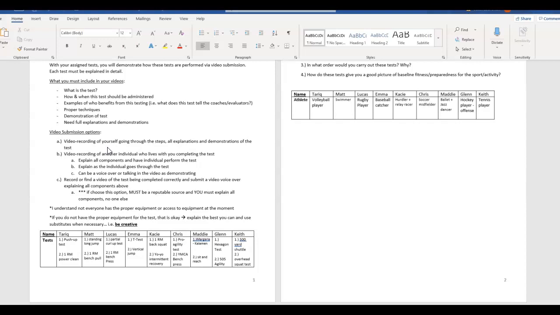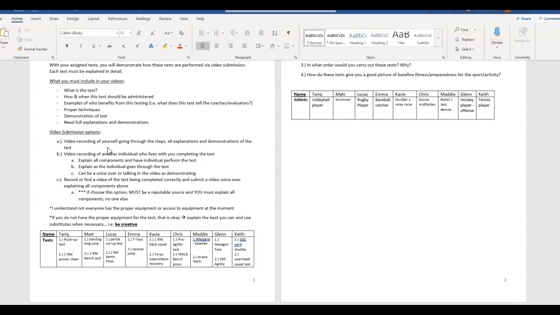And lastly, you can record or find a video of the test being completed correctly and submit a voiceover explaining all components above. However, if you choose this option, it must be a reputable source and you must explain all components, no one else. So for example, if you found a really good video, but the person is explaining the video, that won't count. You would ultimately need someone who is going through the test where it's pretty much completely silent and you're the one doing the voiceover explaining the test specifically. That is if you can't find someone to record.